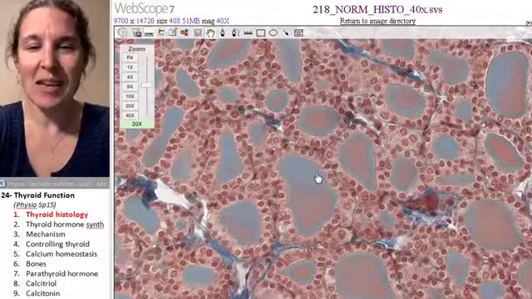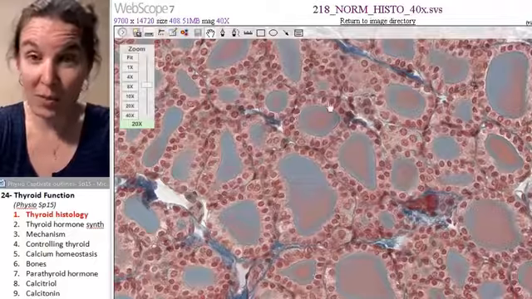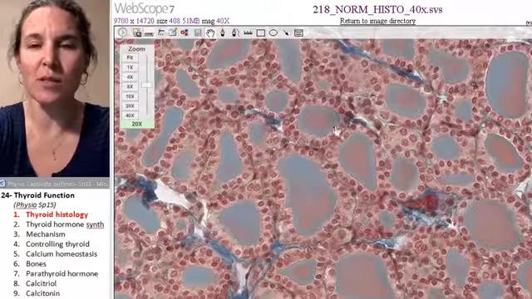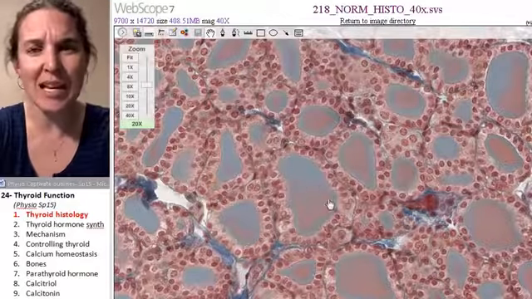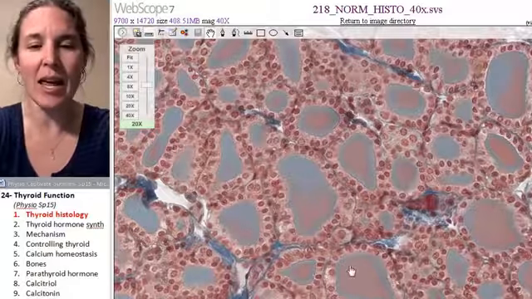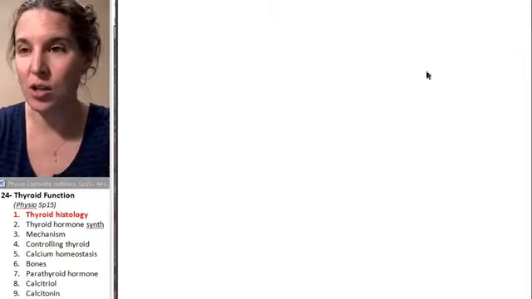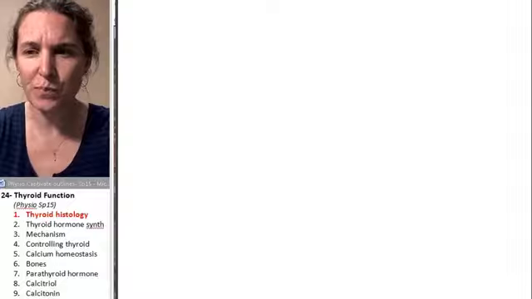these amazing circular tubes that are surrounded by a really nice simple cuboidal epithelium, and there's this kind of space inside. These are follicles inside the thyroid gland, and I am going to draw you a picture of the lovely follicles of the thyroid gland.